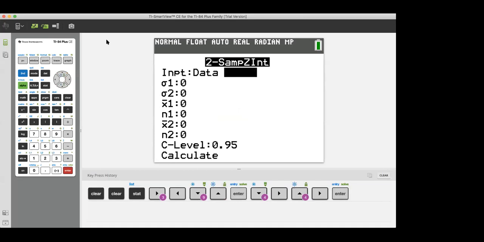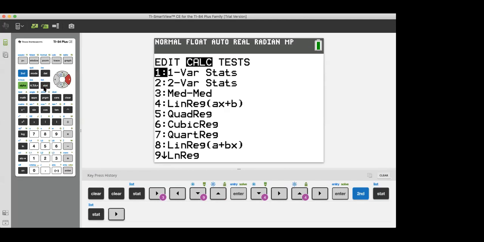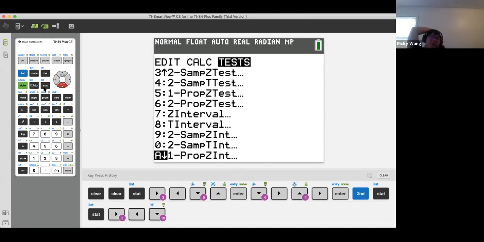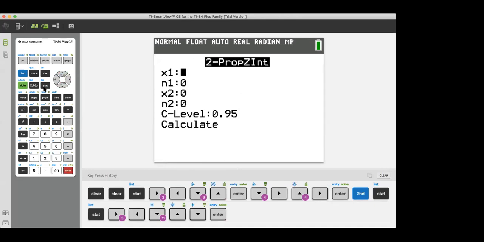Mr. Fabian, why are we using the 2 set Z interval and not the 2 prop Z interval? Hold on 1 second. Did I go the wrong thing? Oh, sorry, Samuel. Yeah, my bad. You're right. There you go. That looks better, right? You have your X1, your N1, and then you can find it like that.